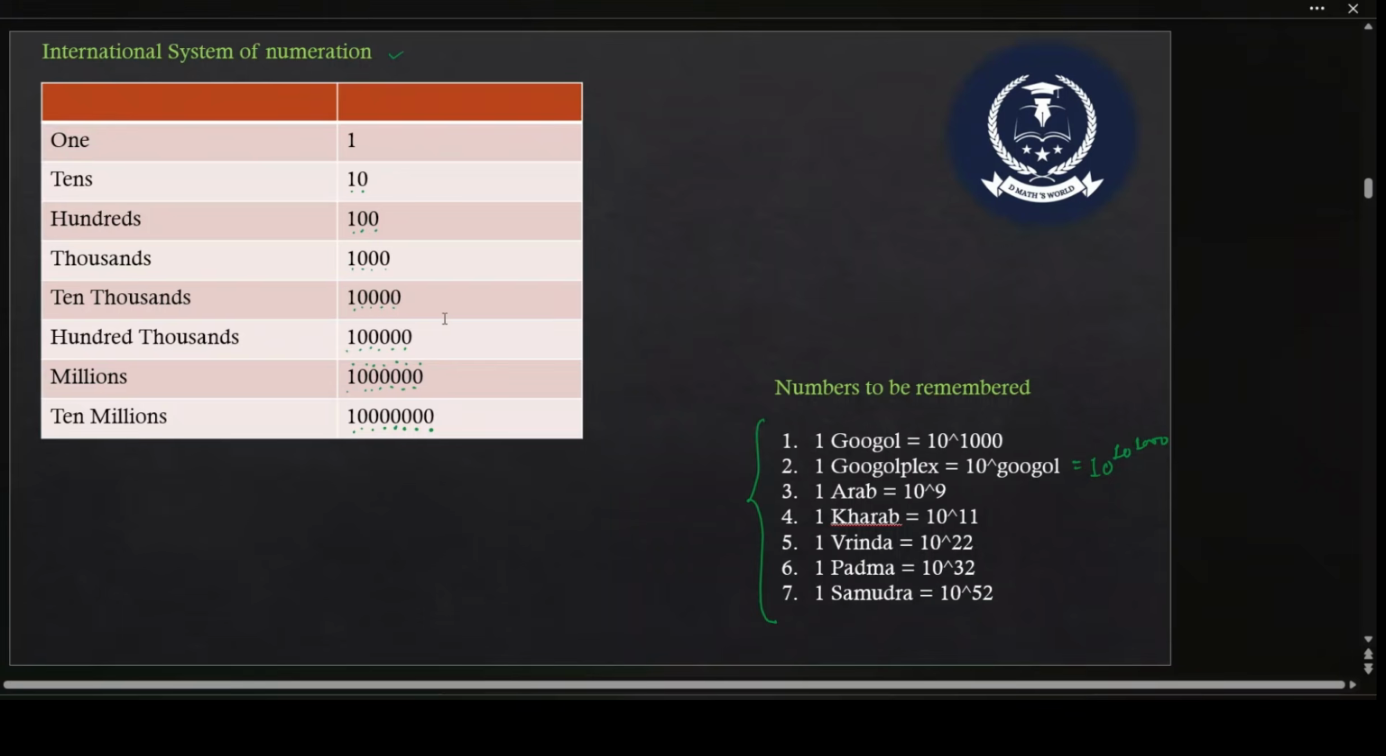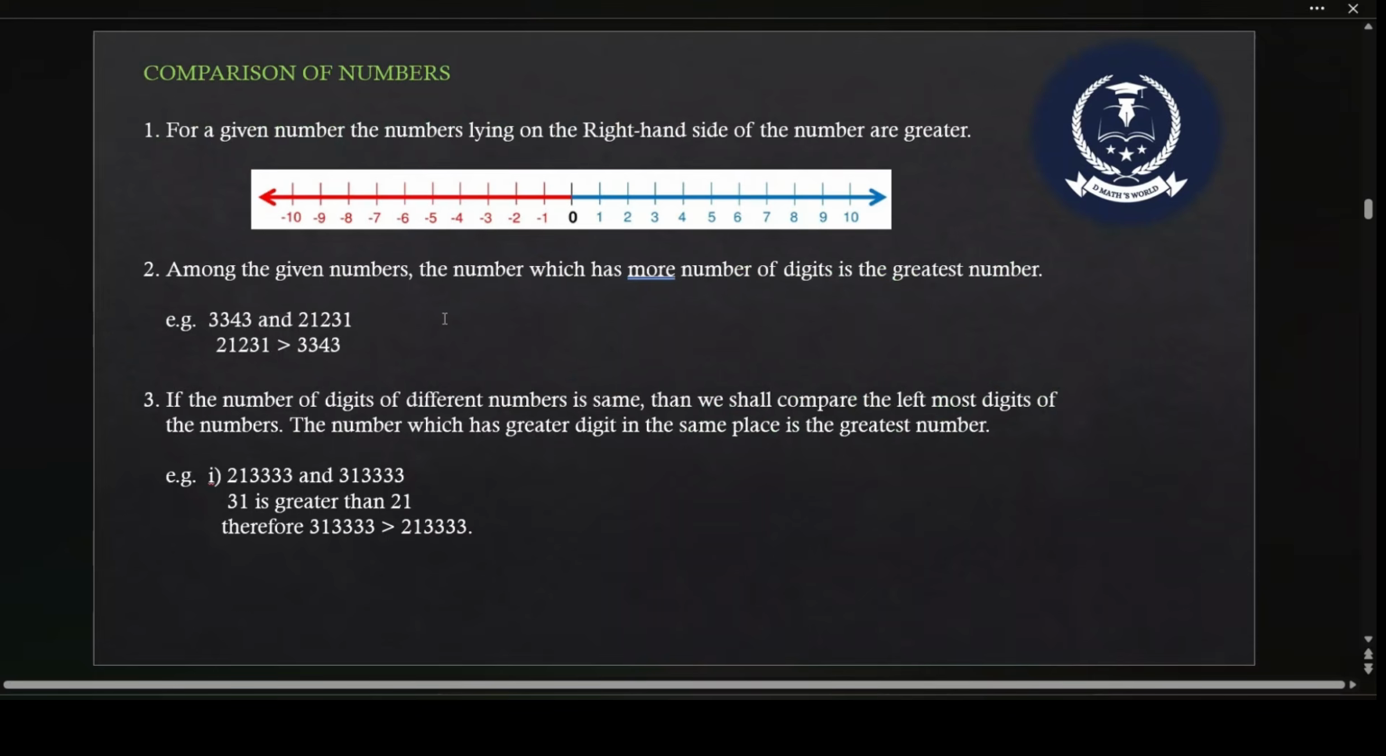Now we are coming to the next slide. Look here, comparison of numbers. So now I'm just coming to this one. For a given number, the numbers lying on the right hand side of it are greater. So it will always be greater, okay?